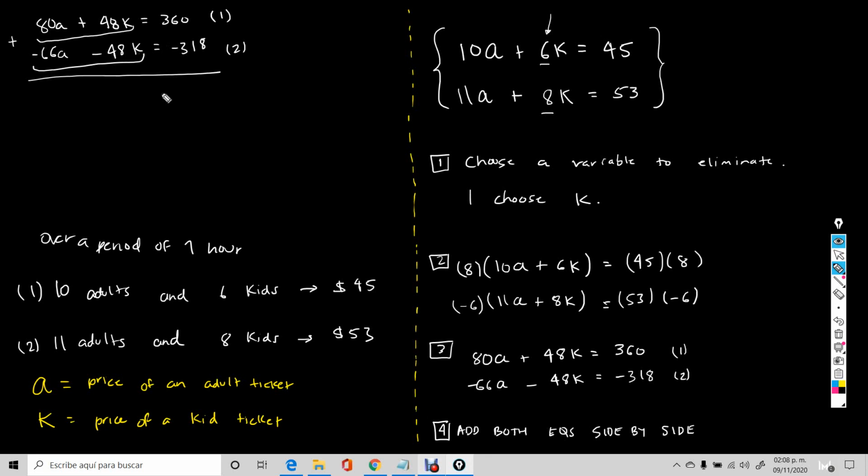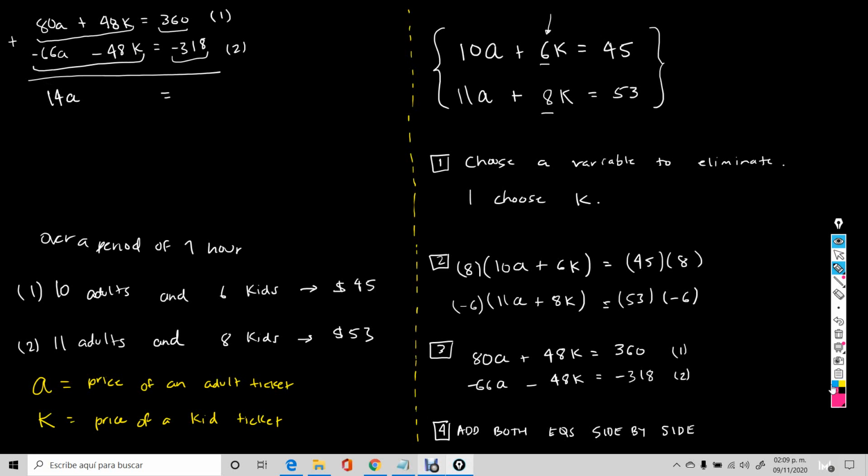You're gonna drop down the equal sign, and you're gonna perform the addition of this plus this, and you're gonna put it right here. So let's do it. When you add all of this left side with all of this left side, what you're gonna find is that the 48k and then the minus 48k will cancel one another. You see? So basically you will only have to add 80a plus minus 66a. So let's do it. 80a minus 66a is basically subtraction, and you will get 14a.